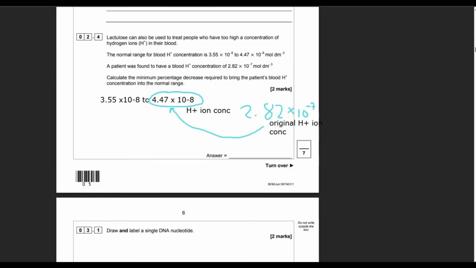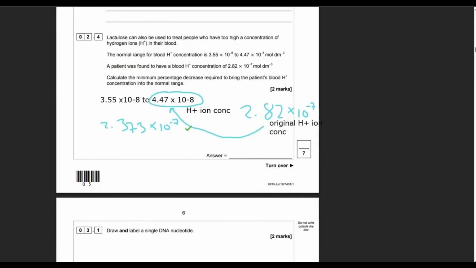So 2.82, put the big number in first, times 10 to the minus 7. I know it doesn't seem like a big number with a minus 7, 7 zeros in front, but that one's got 8 zeros in front. So now we're going to take away 4.47 times 10 to the minus 8. And this is our answer. We're going to get 2.373 times 10 to the minus 7. And I would say that is going to get your first of the 2 marks.